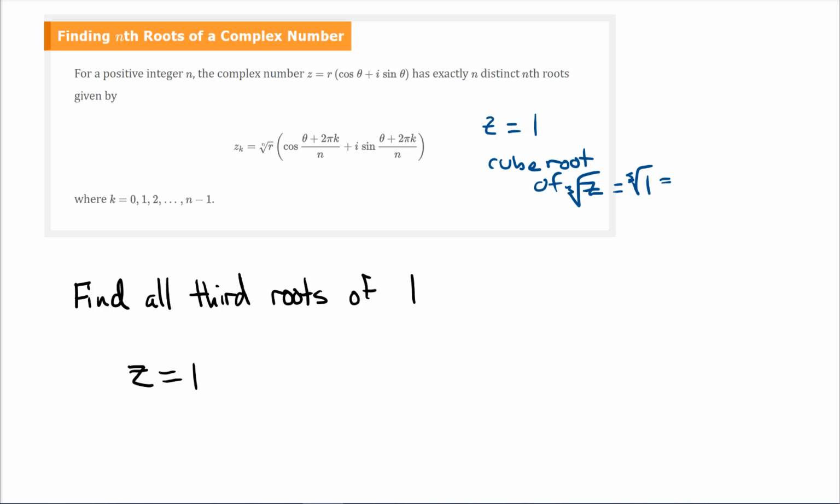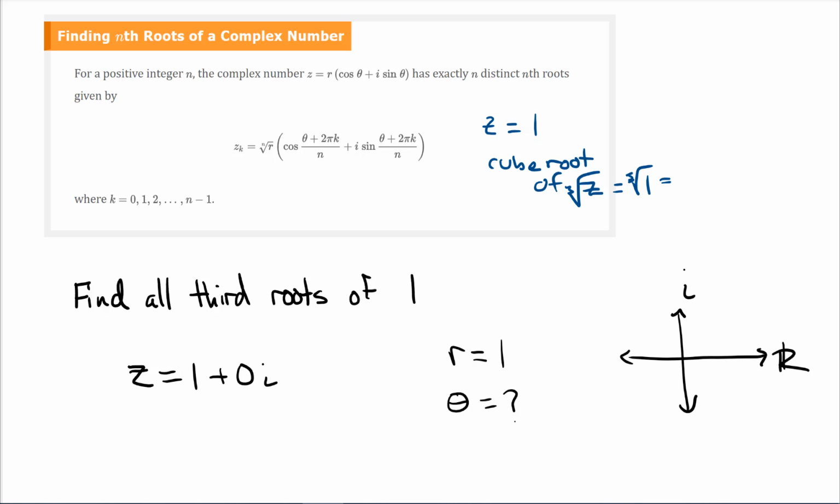So when I look at this, we're like, well, what's the radius? It's 1. Now what's the angle? Well, just draw it. This is 1 plus 0i. So anytime you just see 1, that means there's no imaginary part to it. So remember how we graph this? This is the real portion. This is the imaginary portion. So what we have is a point, 1 comma 0. That's 1 comma 0, the x and the y portion.